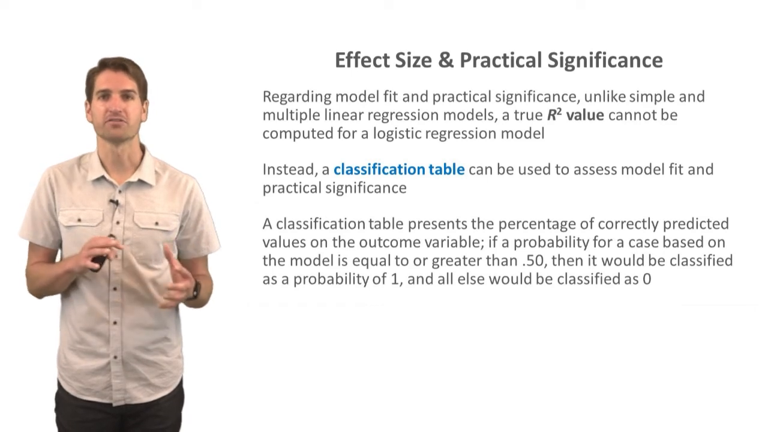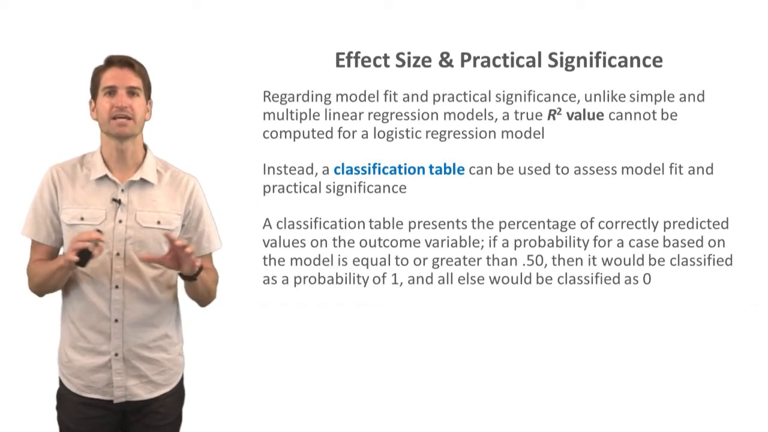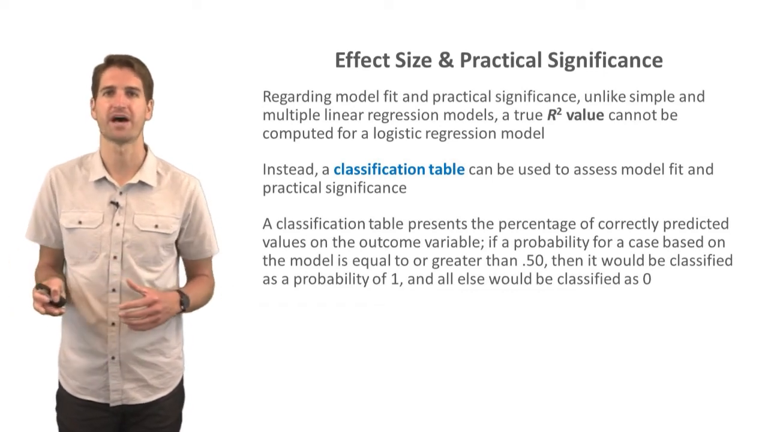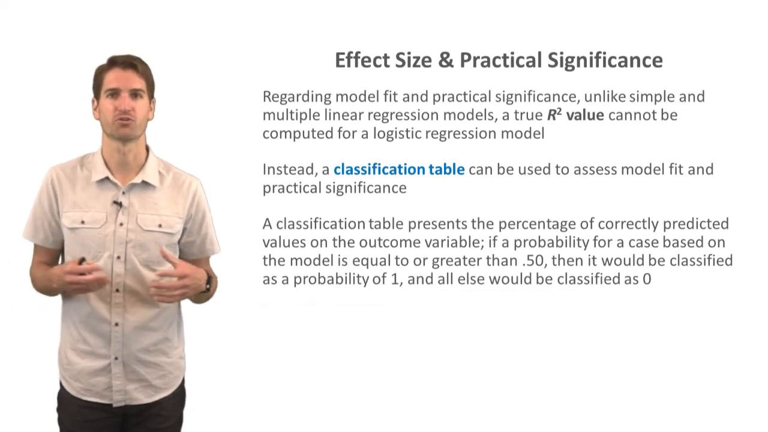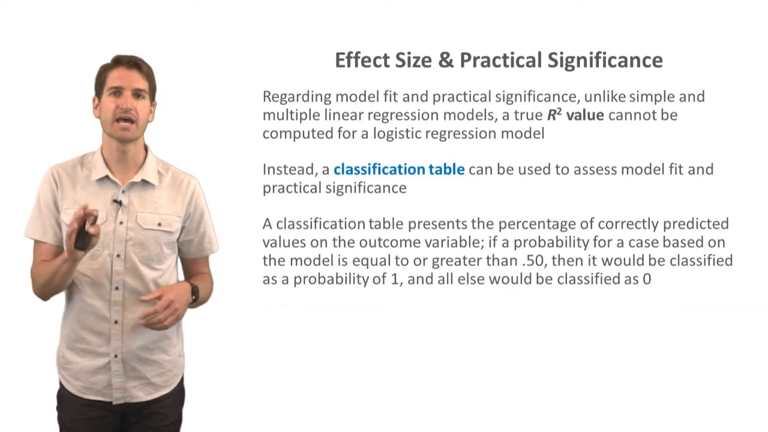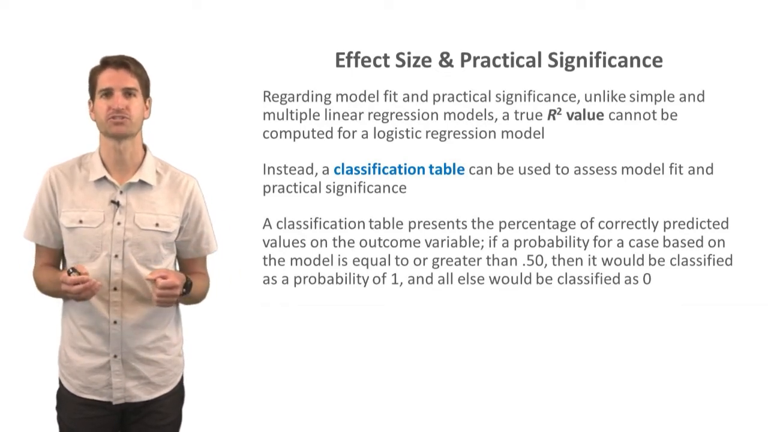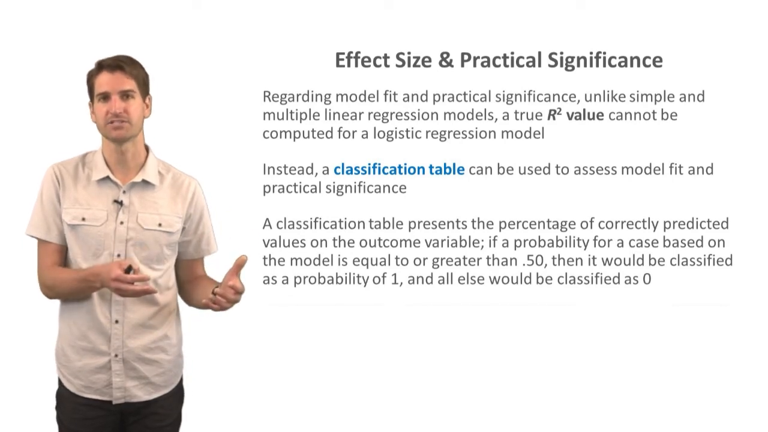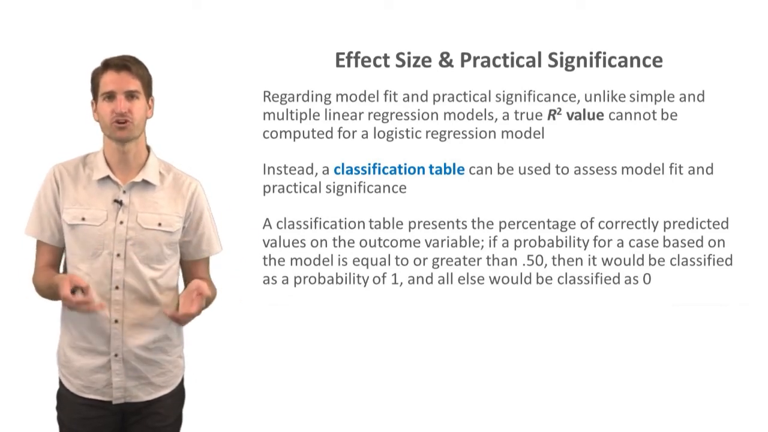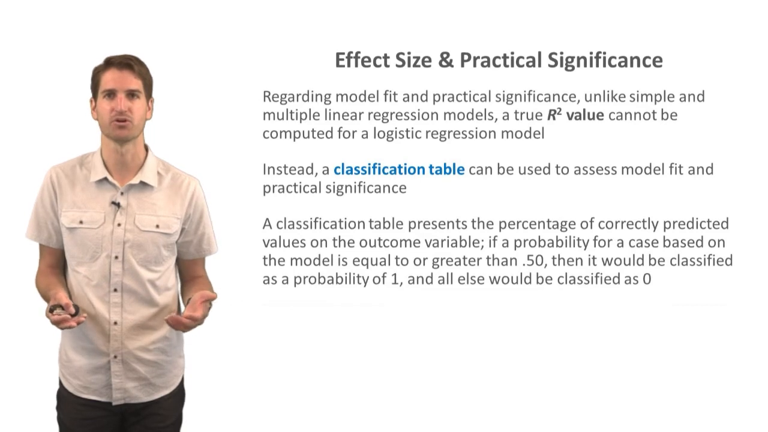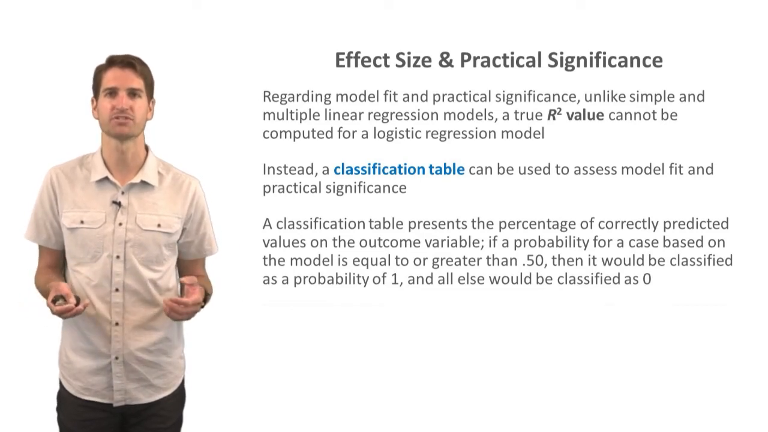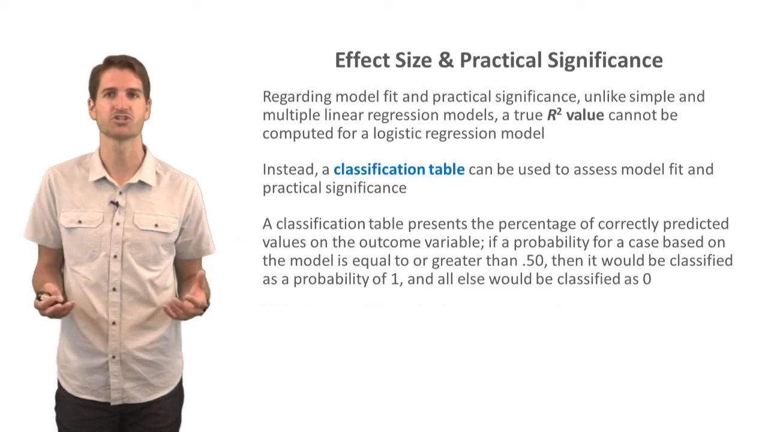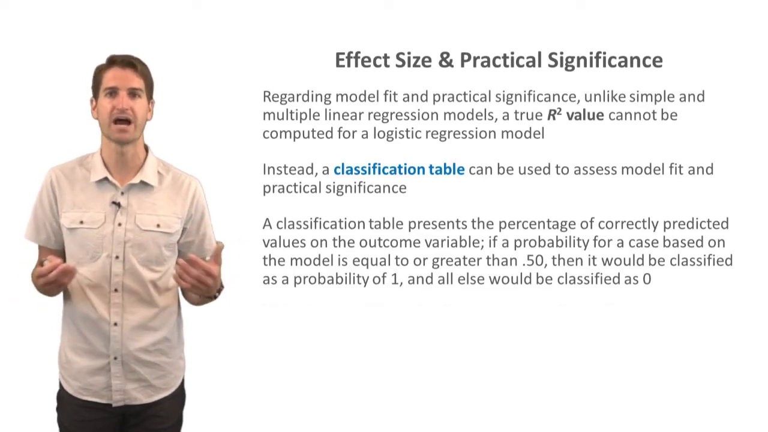Now, regarding model fit and practical significance, unlike simple and multiple linear regression models, we don't get a true R-squared value for a logistic regression model. Instead, we can use other approaches, such as looking at the -2 log likelihoods, the AIC, or, more classically and more interpretable, the classification table. A classification table can be used to assess model fit and significance by presenting the percentage of correctly predicted values on the outcome variable.